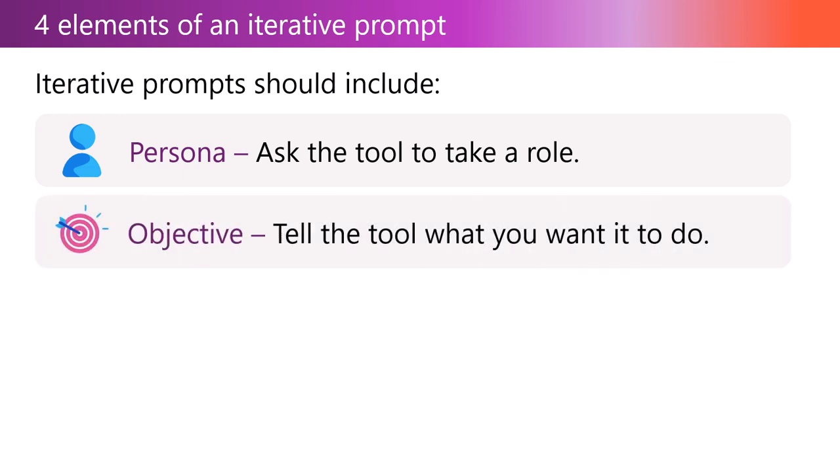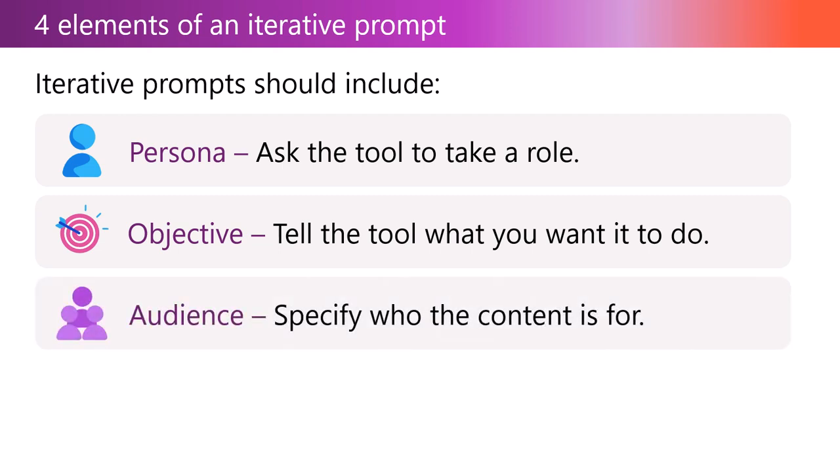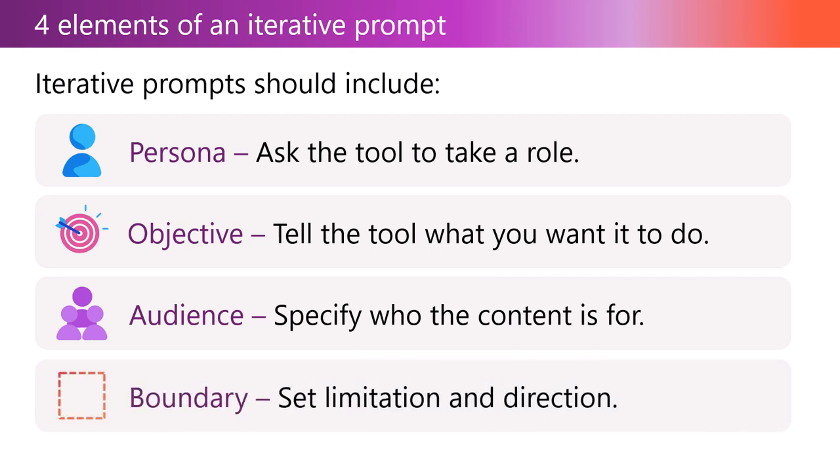You'll also want to include an objective. You'll tell the tool exactly what you want to generate. And then you want to specify who the content is for. This is the audience. You want to make sure that you say who this information is for. This can be age ranges or an overall tone. And then finally, you want to set a boundary, or the limitation and direction that you want.